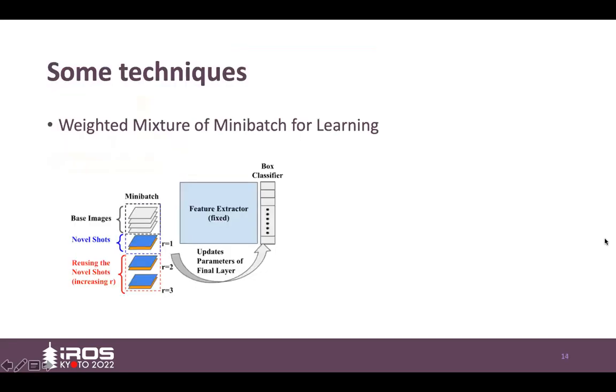There are some techniques to mention. We use a weighted mixture of mini batch for learning. When generating a mini batch for fine-tuning training, the previous work, TFA, only used base images and a combination of base images and novel shots. In this work, we increased the frequency of using the novel shots when generating mini batches. R is the ratio of using the novel shots. Our assumption is that if we increase the ratio R, it accelerates the learning of fine-tuning.